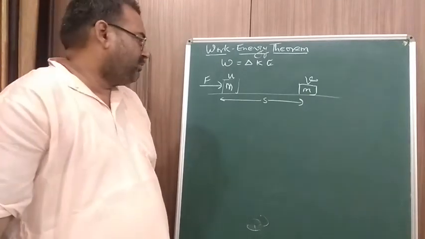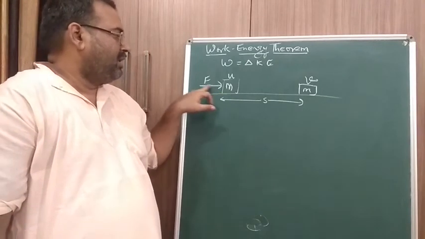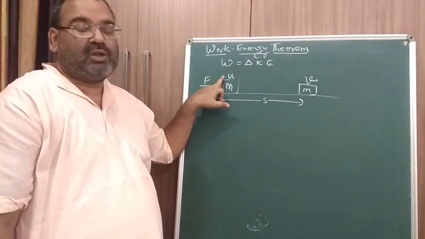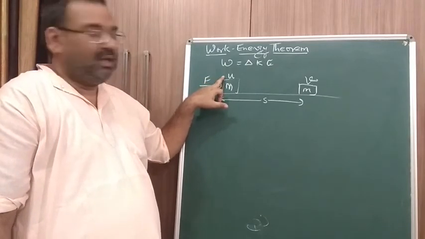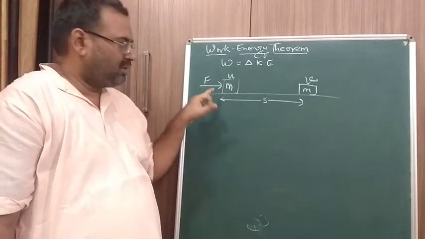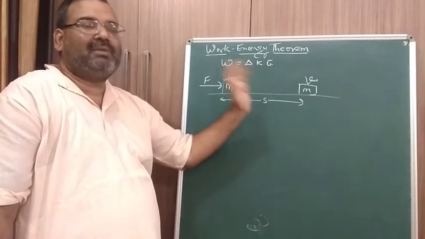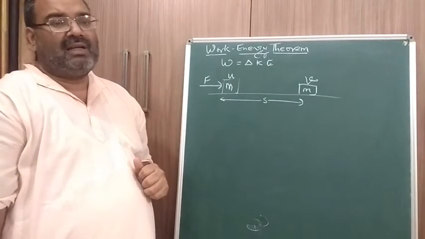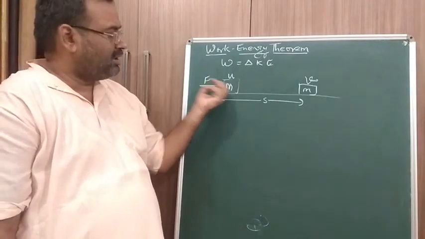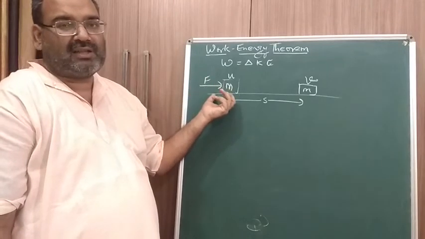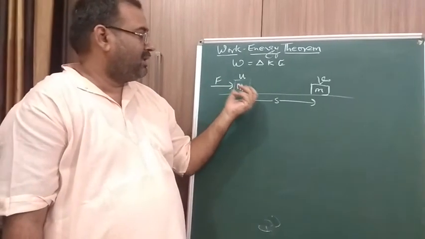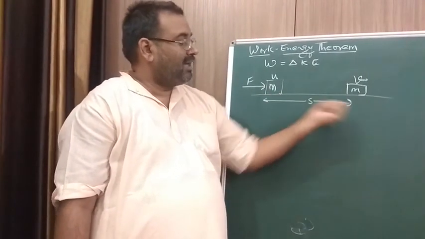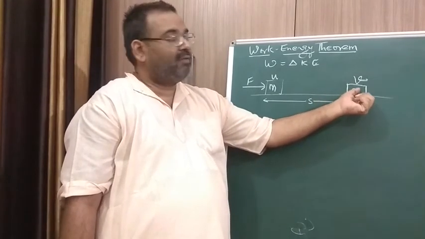For the proof, let us consider a body of mass m moving with velocity u. What is u here? U is the initial velocity. And we apply a force in the direction of motion. So the direction of motion was this side only, and we have applied the force in the same direction. What is the result of the force? The motion will get accelerated, because earlier it was moving with u velocity. Force results in acceleration, so there will be an acceleration in this object, and it gets displaced by a distance s. S is the displacement when the velocity becomes v.